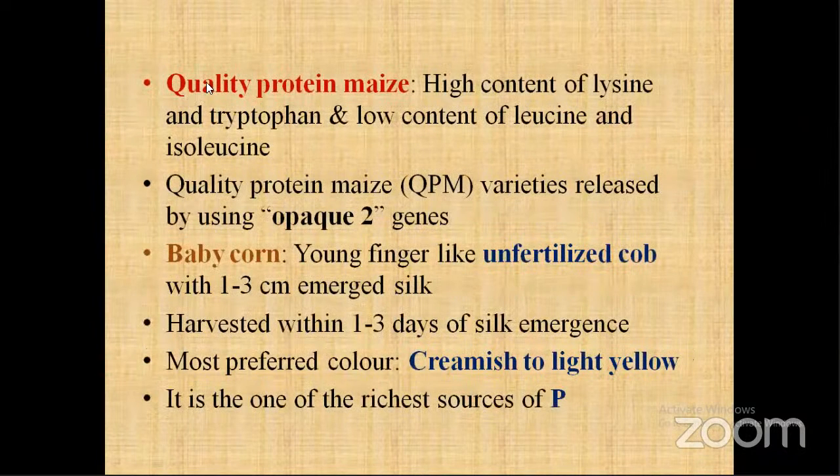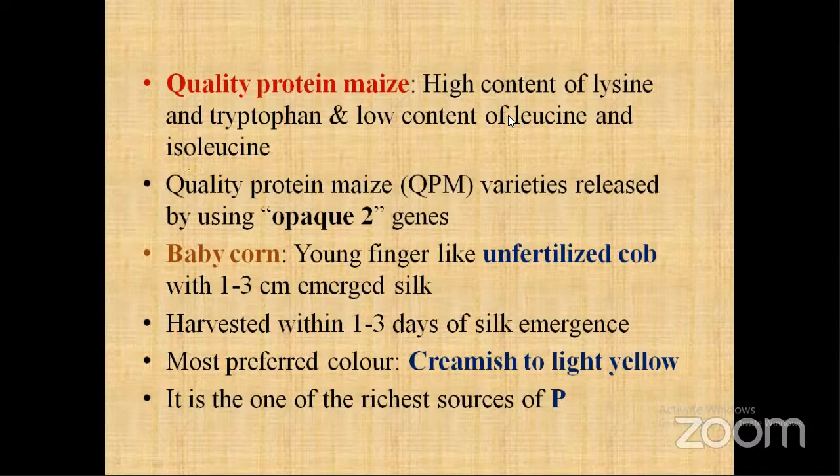One more important aspect is quality protein maize. As we know, normal maize is poor in lysine and tryptophan. But quality protein maize is developed by scientists by incorporating Opaque2 genes. So it has a high content of lysine and tryptophan, both essential amino acids, plus a low content of leucine and isoleucine.